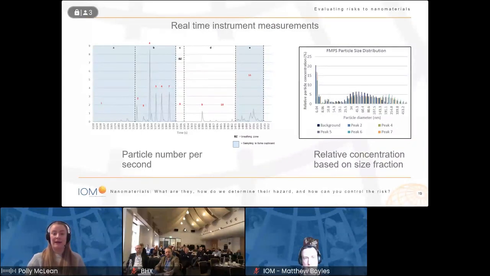So we can take the time point where the peak occurs and give a relative particle concentration. And that just gives us the particle size distribution at that time. And then you can use that to compare against background. So are you just getting a higher number of background particles, or are you seeing a different distribution of particle sizes, which would indicate you're getting a release that's different from the background?